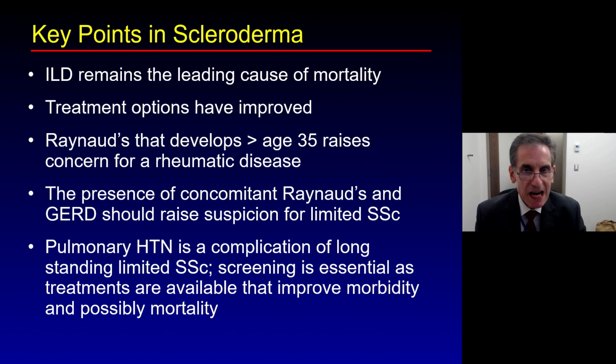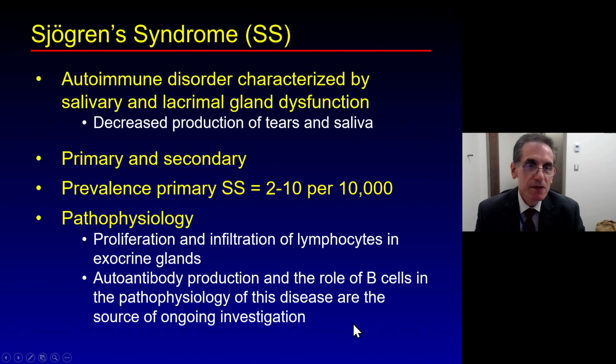Remember, the presence of concomitant Raynaud's and GERD should always raise the suspicion for someone with some type of scleroderma. Pulmonary hypertension is a complication of longstanding limited scleroderma. Screening is essential, as treatments are available that improve morbidity and possibly mortality in these patients.